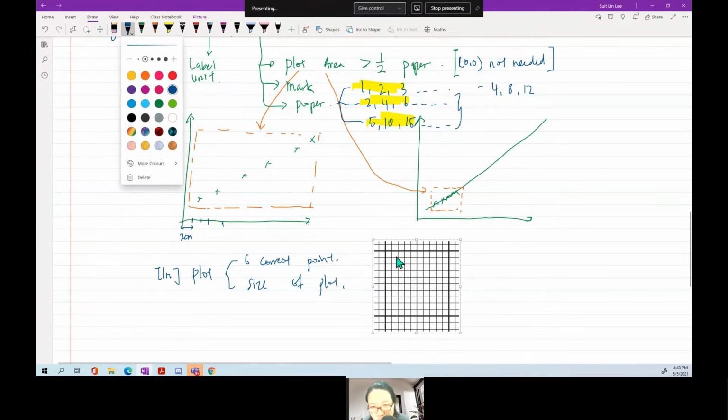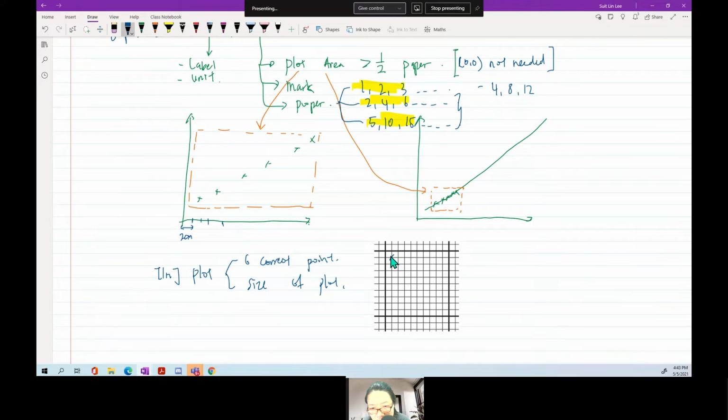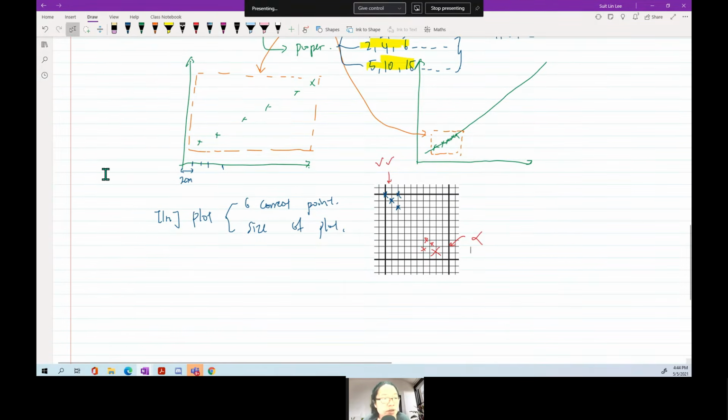All the correct ones will be in blue. This is okay. This is okay. This is okay. This is also okay. The incorrect ones are red. This is not okay. This is not okay. This is not okay. And this is not okay. Too big now. All right, so this is good. This one is wrong. So, 6 correct points for the size of the plot.